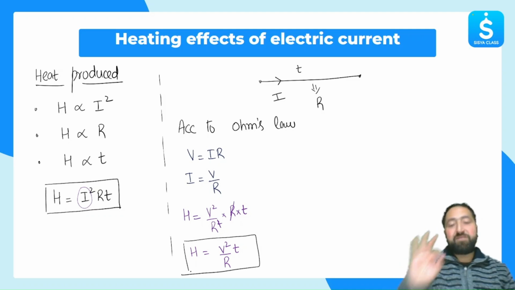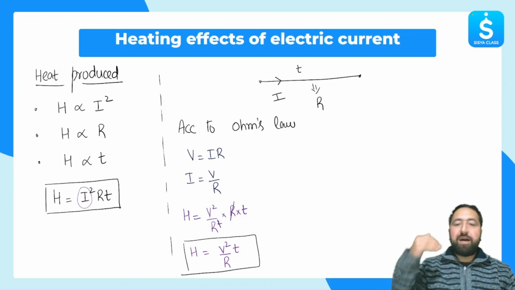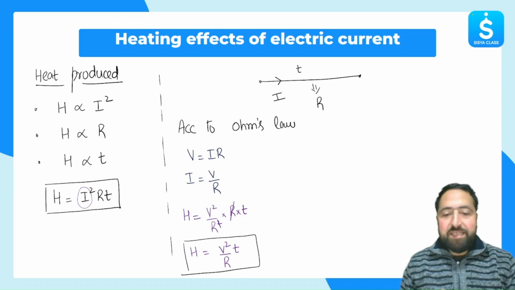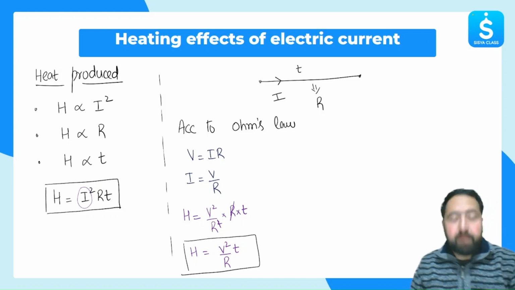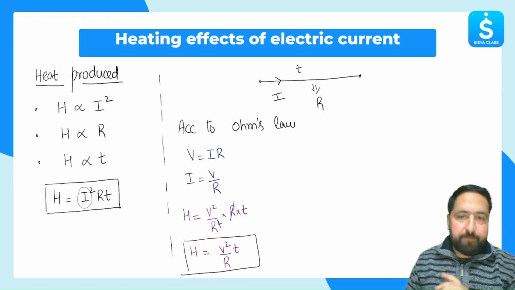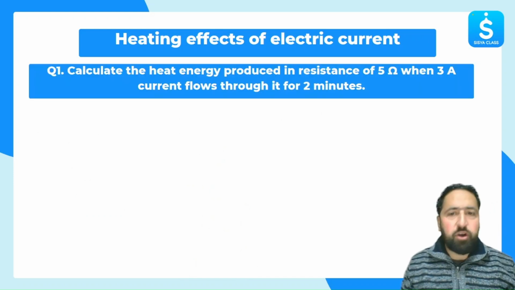See, one is very easy: H equals I square R T. The second one you can write as H equals V square divided by R multiplied by T. I hope you got it, right?